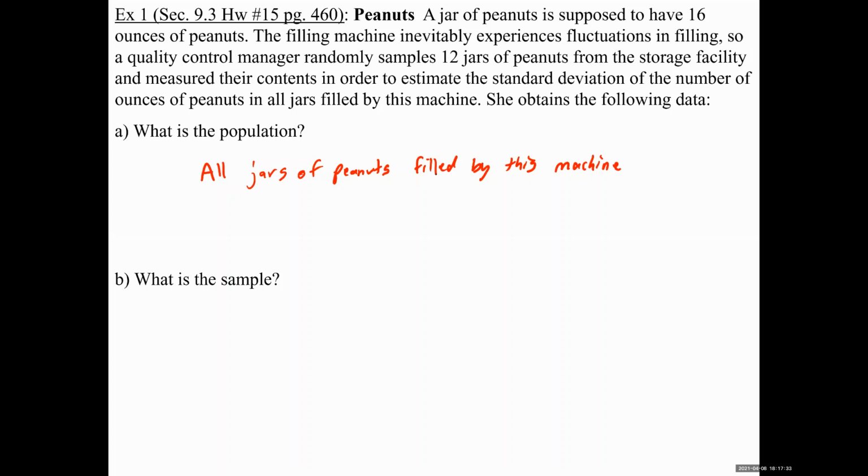So in this problem, there's one person, there's one machine. Population is never one person or one machine. It's a big group, okay? It is a mistake that I see sometimes. People will say the population is the one employee at McDonald's or something like that, and that doesn't make any sense. Population is a big group. So same thing here. It's not the one machine or the one quality control manager. We are focusing on one machine, but the population is all jars filled by this machine. Also notice the population is not always people. Today it's jars of peanuts, instead of people.